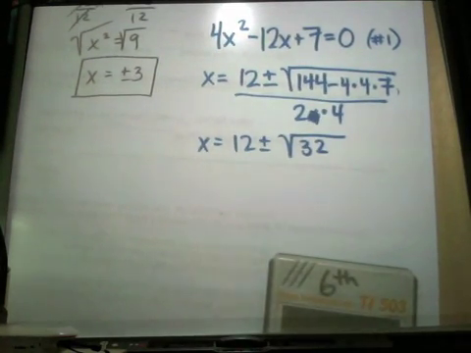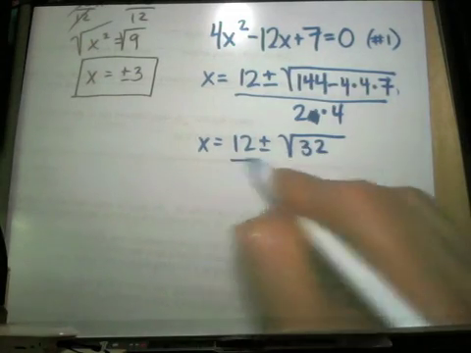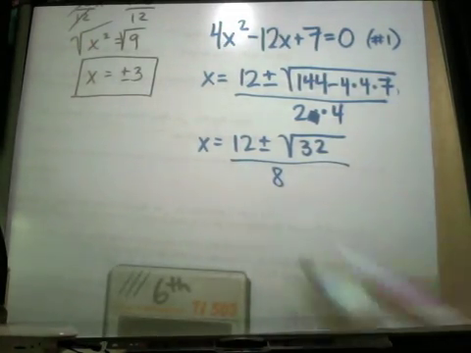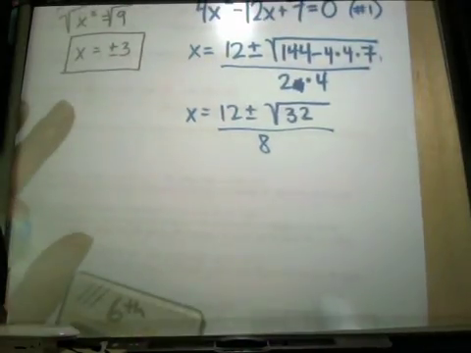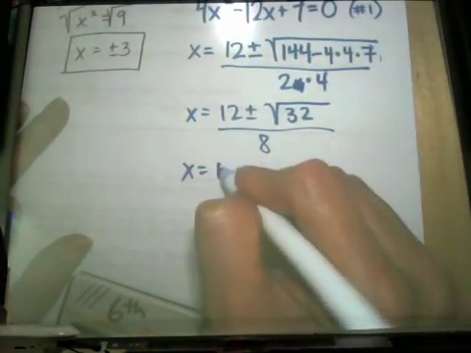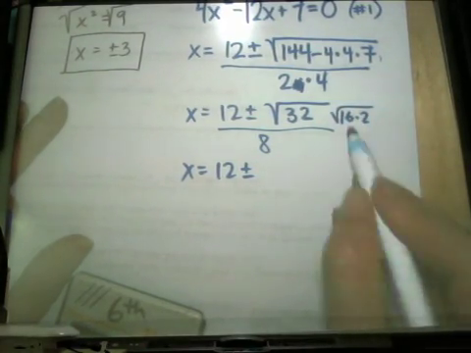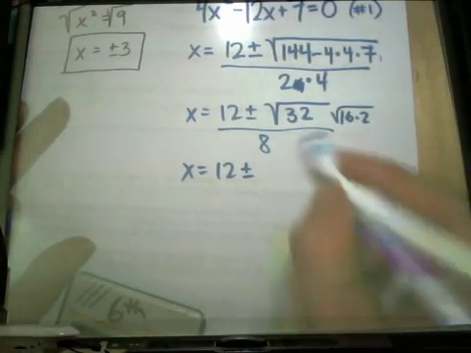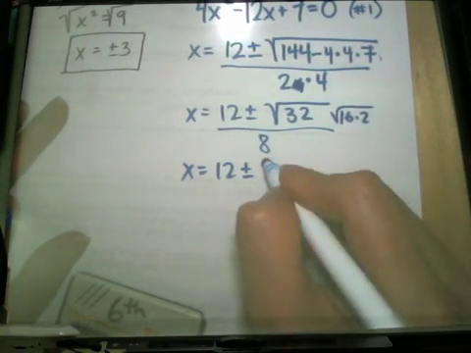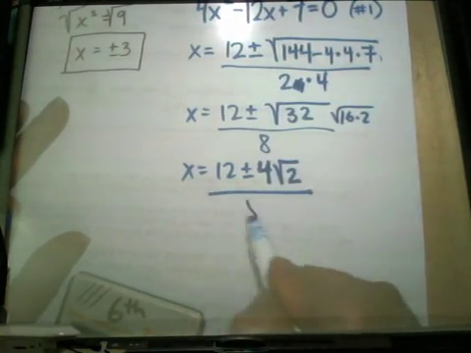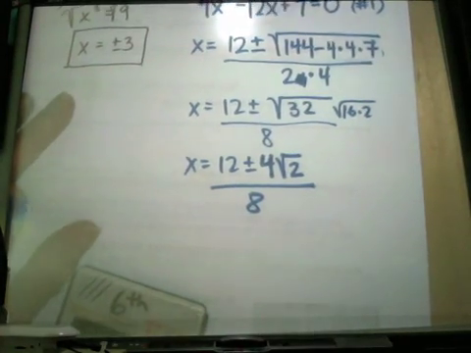If you have any questions, let me know. I'll go over it with you. 32, all over 2 times 4, 8. Again, we're going to simplify that. 32. You could do 4, but I'm going to do 16 times 2 instead, because 16 is a perfect square. The square root of 16, 4. Still have my root 2 underneath. I still have that 8 in the denominator.